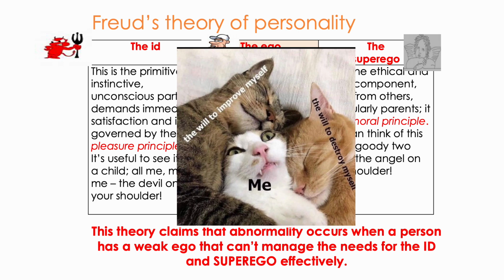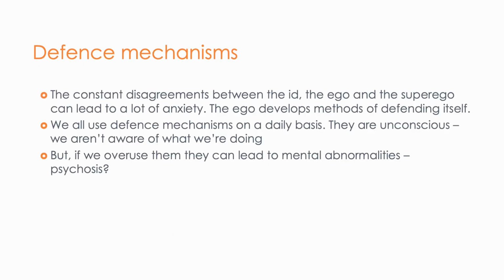So moving on to defense mechanisms. The constant disagreements between the id and the ego and the superego can lead to a lot of anxiety. And so when articulating the need for defense mechanisms, it's really important you understand it's the role of the ego to defend itself. The constant battle between the id and the superego means the ego has to find some sort of way to protect itself.